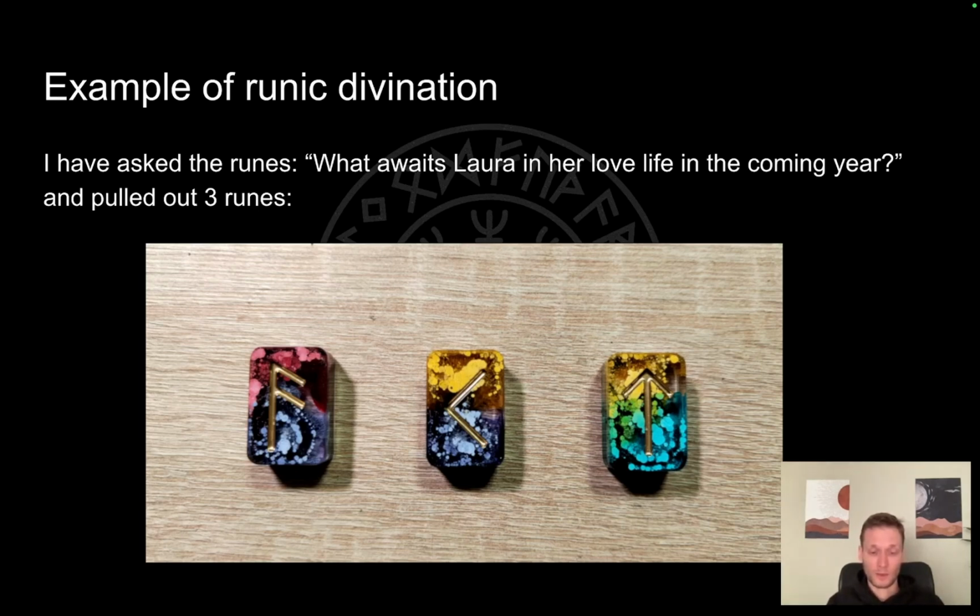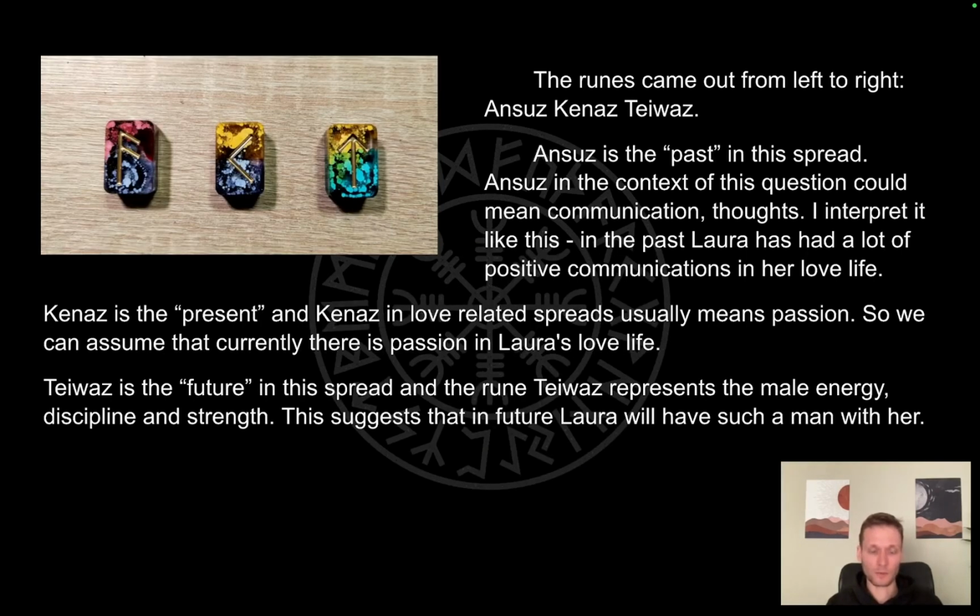The left rune is Ansus, the rune in the middle is Kenas, and the right rune is Teos. Now let's try to interpret these runes. So there is a usual 3 rune spread, and usually the left rune represents the past, the middle one is the present, and the right one is the future. So in this spread, the left rune Ansus represents the past.